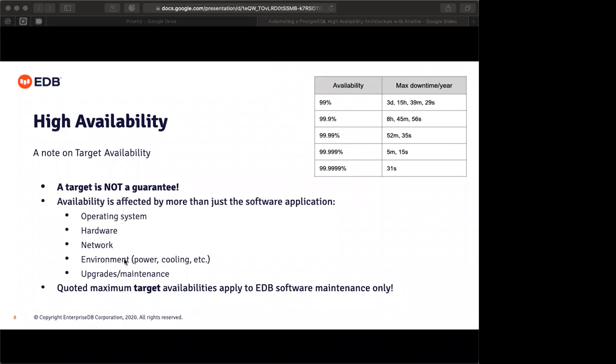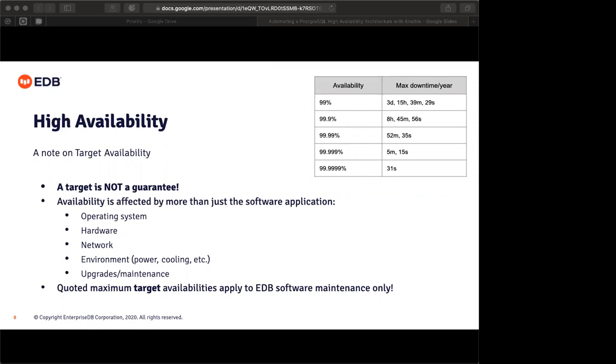The key part you would like to see is that when we talk about target availability in the high availability concept, it's not really a guaranteed availability. It's what we are focused on, we are working towards providing that kind of availability. And availability is always affected by many different parts of the system.